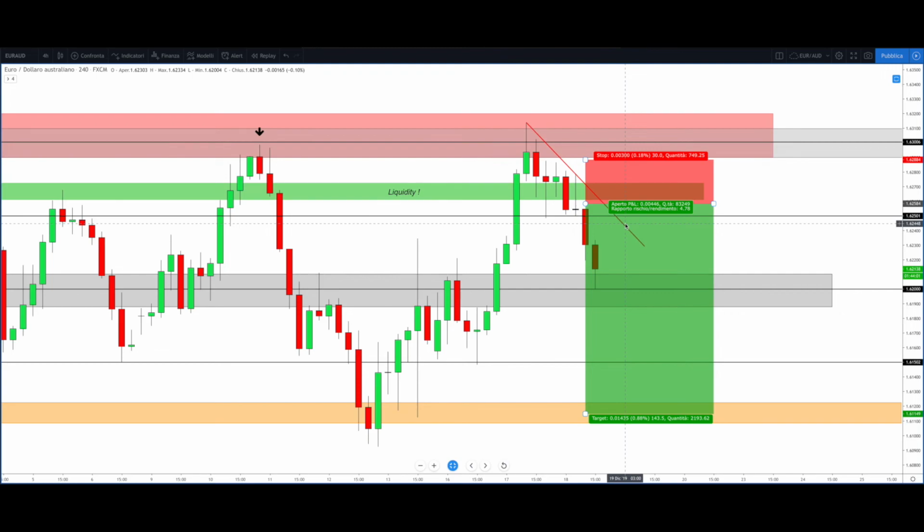In the second scenario, if the price will reach 1.6250, look carefully at the price action waiting for a clear reaction signal, and also watch really careful the price action on Australian dollar, because this could help you to understand if also Australian dollar is on a critical level.